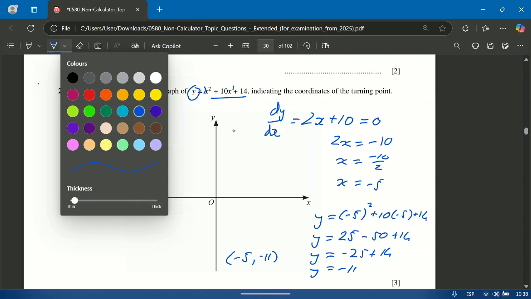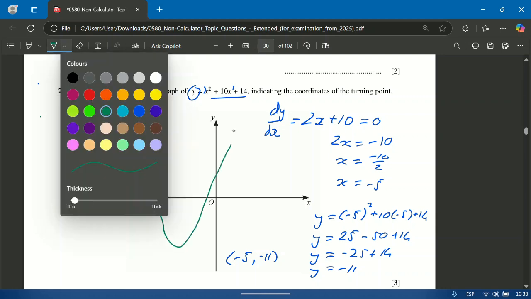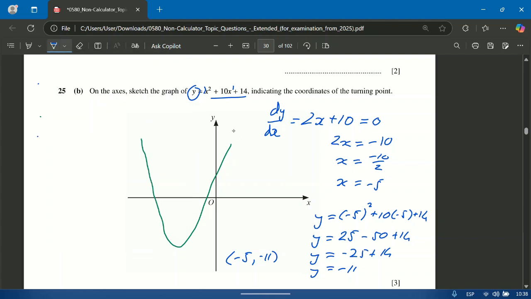Excellent. So now we can draw the graph. They don't tell us to show the y-intercept, so that's not important. You can cross the y-axis anyway. Just draw the graph, and then you write here that will be the point, minus 5, minus 11. That would be good enough.